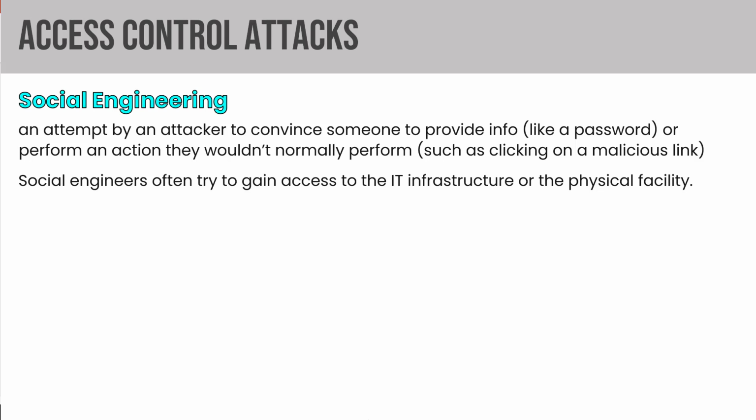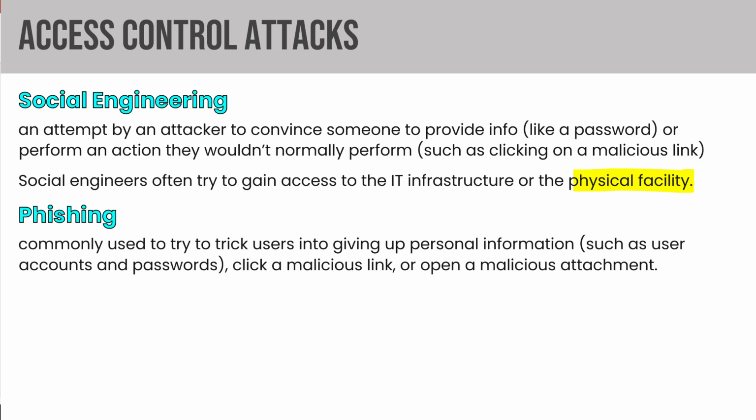So a social engineering attack is when an attacker tries to convince someone to provide information like a password or a username or to perform an action they wouldn't normally perform, like clicking a malicious link. And social engineers are often going to try to gain access to the IT infrastructure or the physical facility. They may often talk to that user directly, maybe not just communicating through email, but having a conversation to build trust and to attempt to gain that sort of information. And of course, user education is a big step in stopping social engineering attacks.